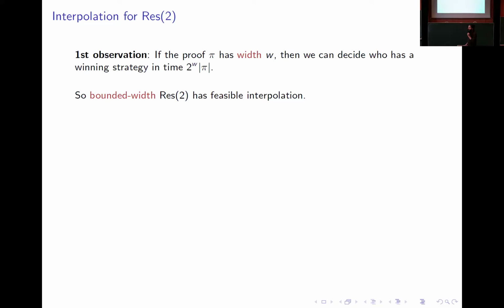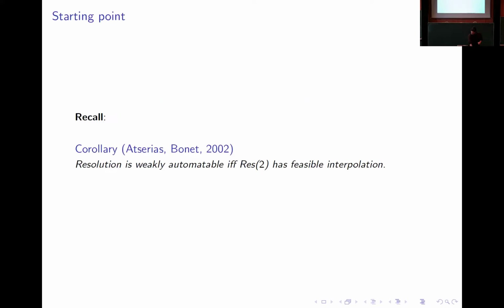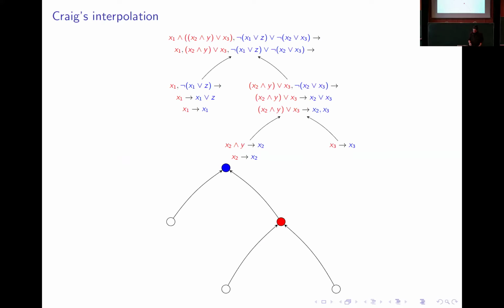Sorry, why are you discussing Res2 and interpolation? Because I want to argue that resolution is not as hard to weakly automate. And this problem is the same as the problem whether Res2 has feasible interpolation. So there's this theorem that says that resolution is weakly automatable if and only if Res2 has feasible interpolation. Whether Res2 has feasible interpolation is a good problem in itself, but in particular, it is the same problem as whether resolution is weakly automatable, which might be more interesting.